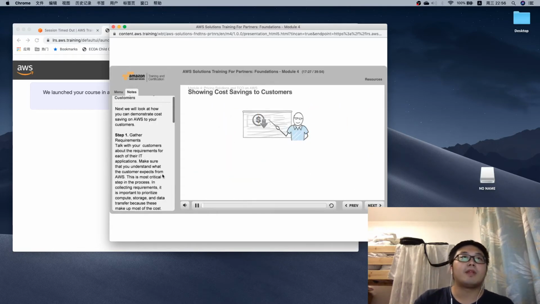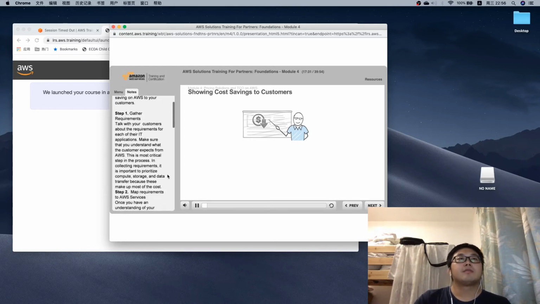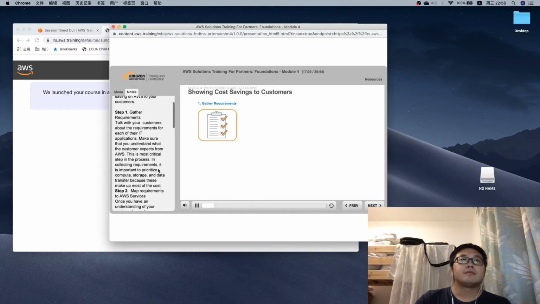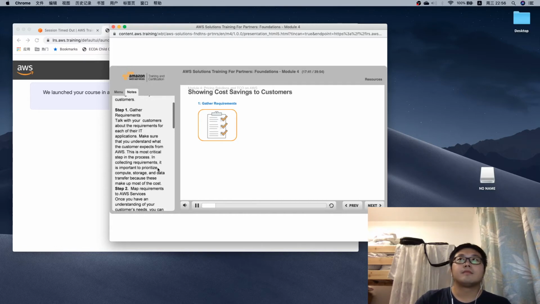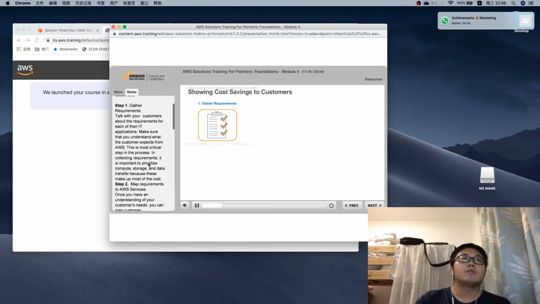Next, we will look at how you can demonstrate cost saving on AWS to your customers. Step 1. Gather requirements. Talk with your customers about the requirements for each of their IT applications. Make sure that you understand what the customer expects from AWS. This is the most critical step in the process. In collecting requirements, it is important to prioritize compute, storage, and data transfer because these make up most of the cost.